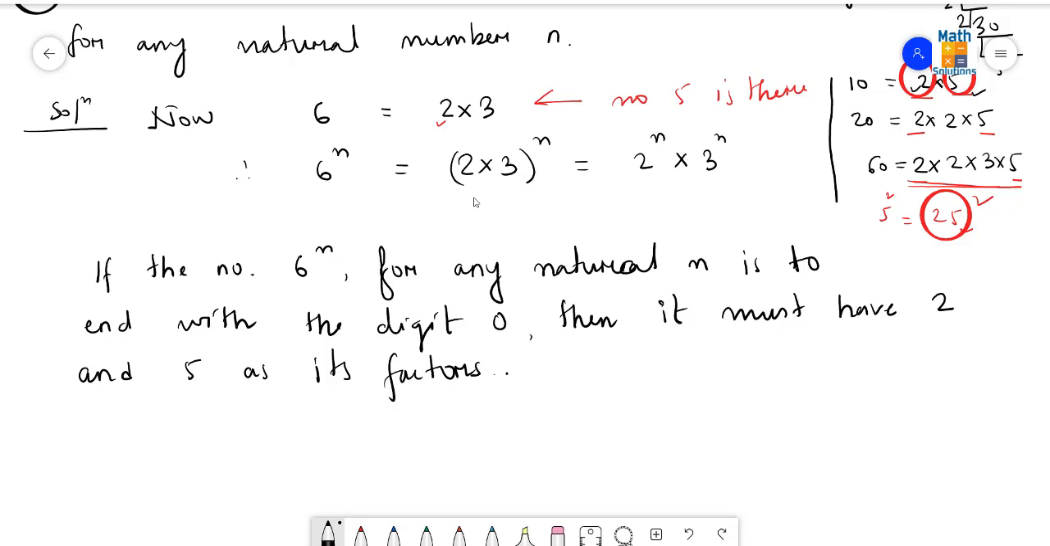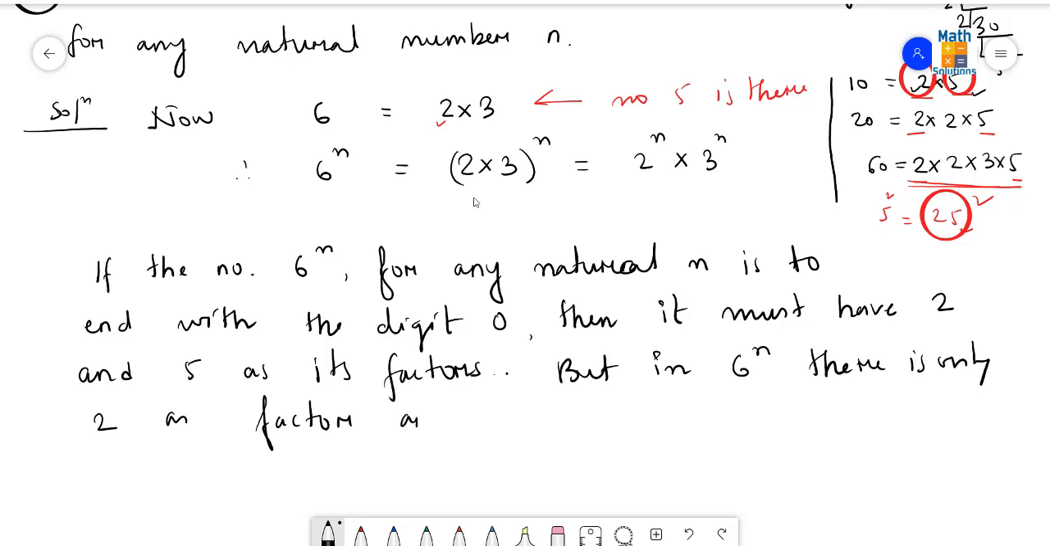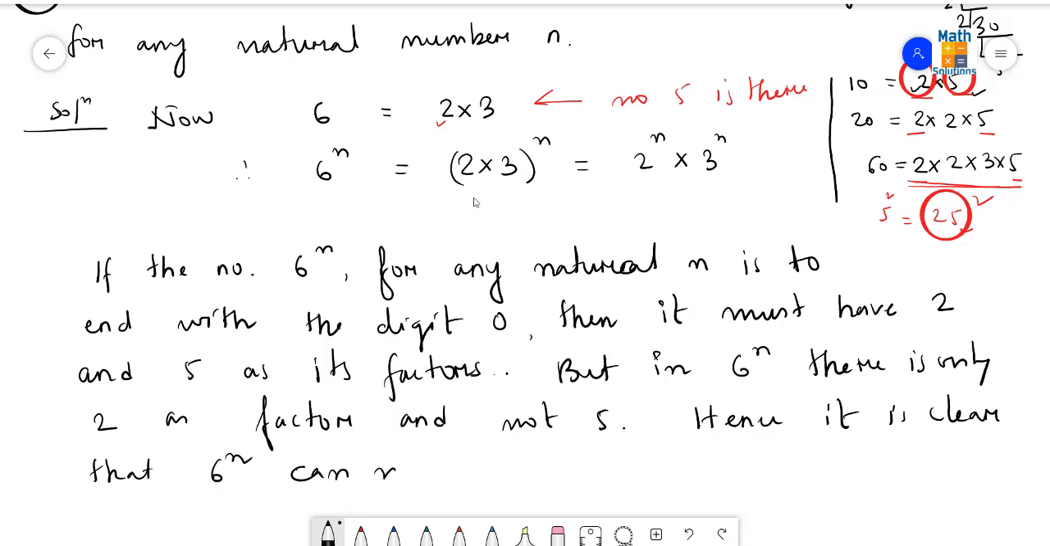But in 6 to the power n, there is only 2 as a factor and not 5. Hence, it is clear that 6 to the power n cannot end with digit 0. So this is the answer.